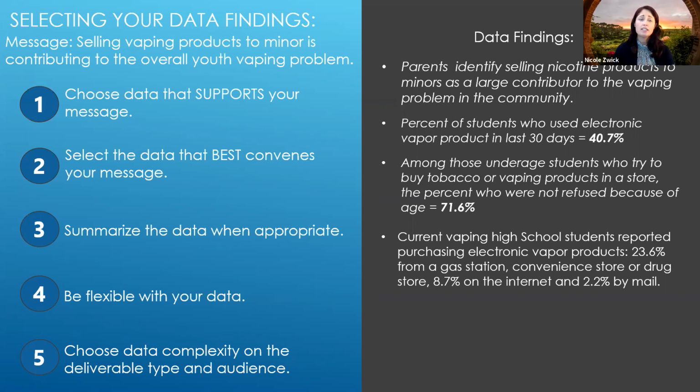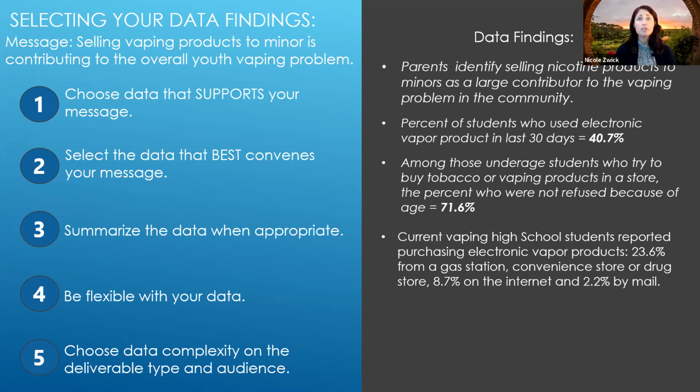So the next step that we suggest is be flexible with your data. What we mean by this is add or subtract your data findings based on what supports your message. And this can actually change throughout a process. So once you've drafted your deliverable, you may decide that there are too many data findings, that the message becomes lost. So then you need to decide what can be removed.